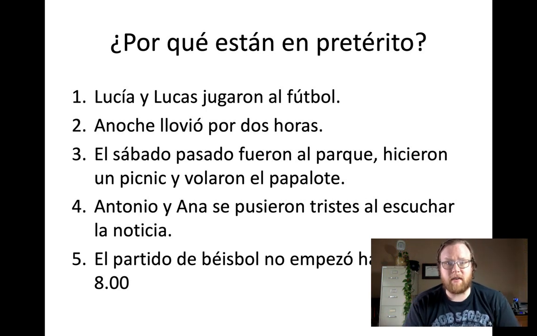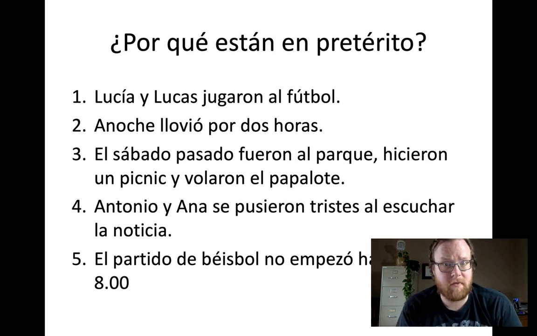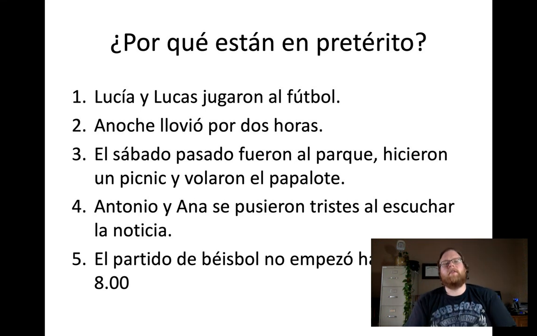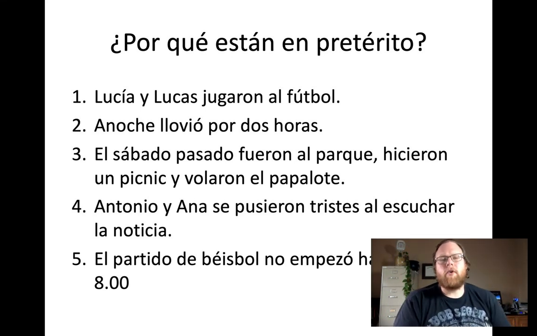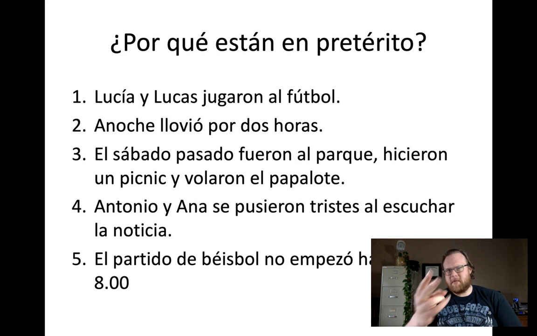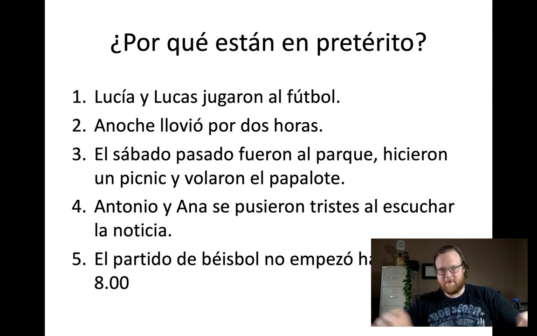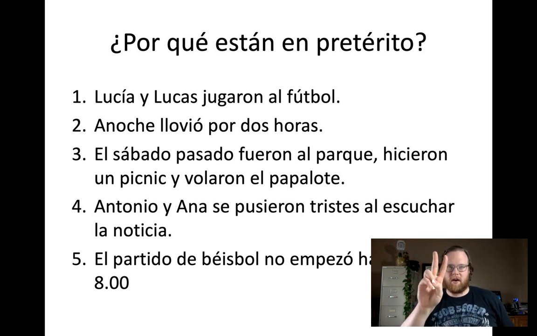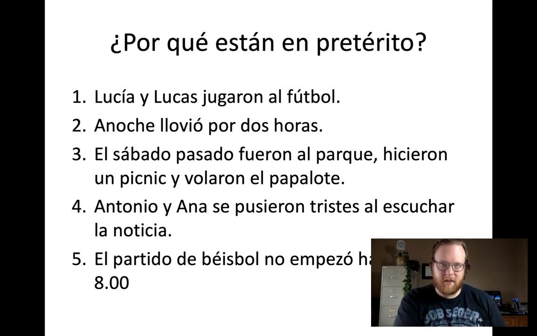So it's narrating a finished action, a completed action in the past. Luego anoche llovió por 2 horas. Rained for 2 hours last night. 2 hours. Specific again, beginning and end. Determined amount of time. No ambiguity. 2 hours it rained. So that specificity typically lends itself to the preterit.